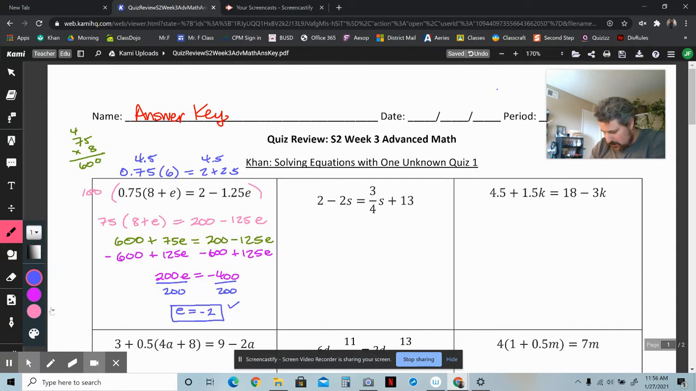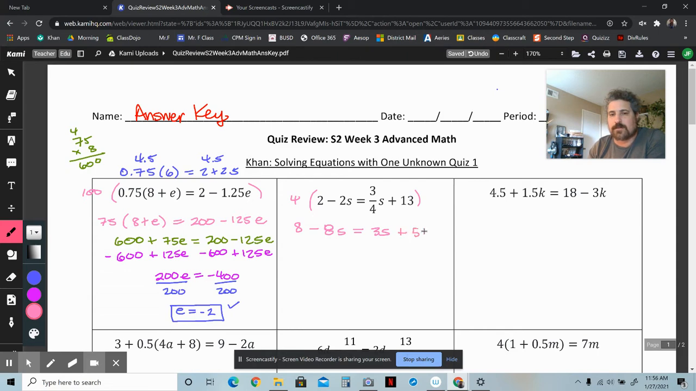Okay, for the next one, we're going to solve this next one by getting rid of the fractions. So what can you multiply this whole thing by to get rid of the fractions? Well, you can multiply the whole thing by 4. So if you multiply the entire thing by 4, it's going to get rid of the fourths. So 4 times 2 is 8. 4 times negative 2s is negative 8s. 4 goes into 4 one time, so 1 times 3s is just 3s. And then 4 times 13 is 4 times 10 plus 4 times 3, which is 40 plus 12, or 52.